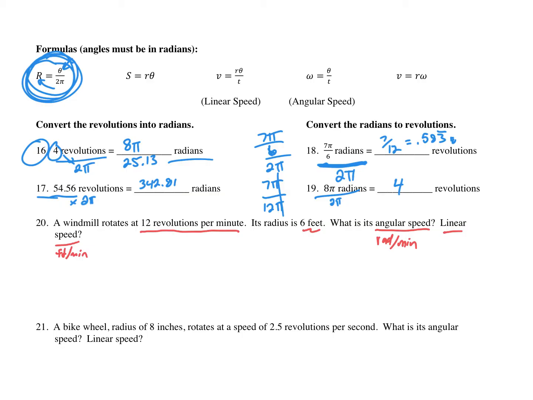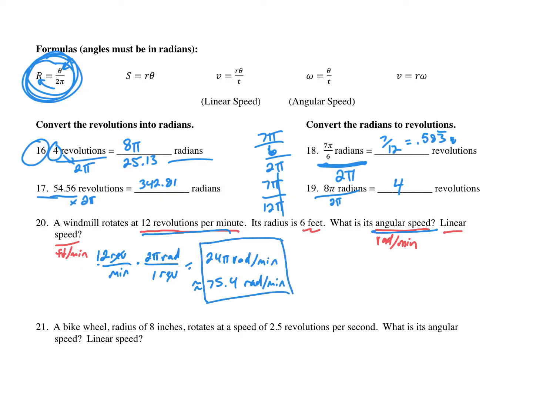To go from revolutions per minute to radians per minute, we just need to take our 12 revolutions per minute and multiply that by 2 pi, right? 2 pi radians is equal to 1 revolution, so our revolutions will cancel. We have 12 times 2 pi. That gives us 24 pi radians per minute, or if you prefer a decimal, that's equivalent to about 75.4 radians per minute. So this is the angular speed in radians per minute.